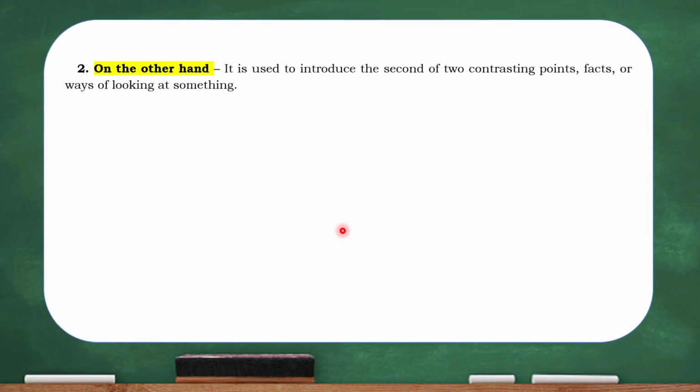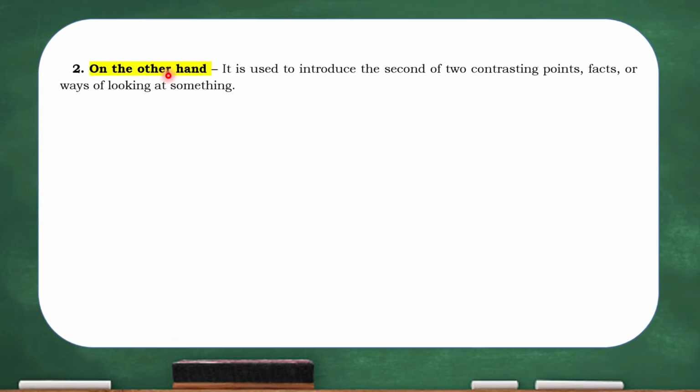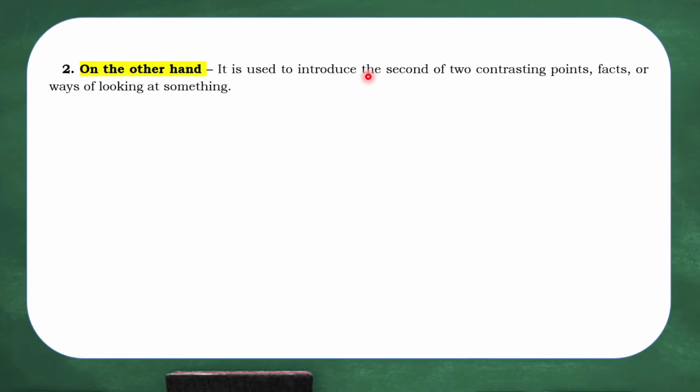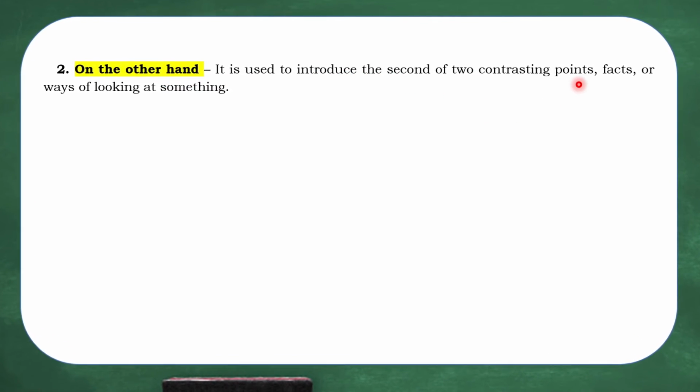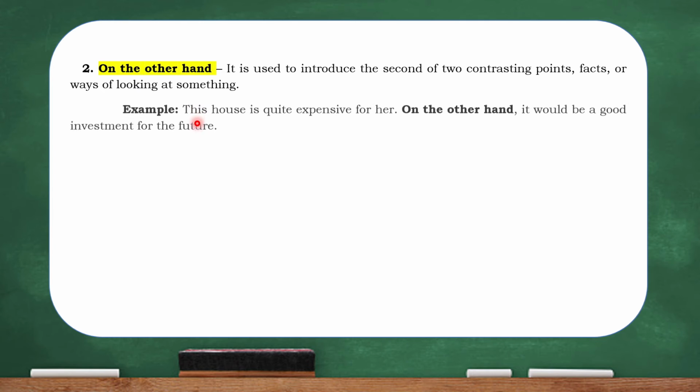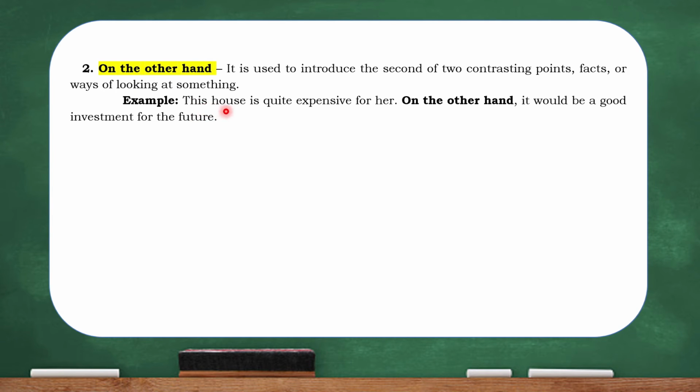Number 2, we have on the other hand. On the other hand is a cohesive device or transition word that is used to introduce the second of two contrasting points, facts, or ways of looking at something. Let's have this example. This house is quite expensive for her. On the other hand, it would be a good investment for the future. This is used with on the other hand.